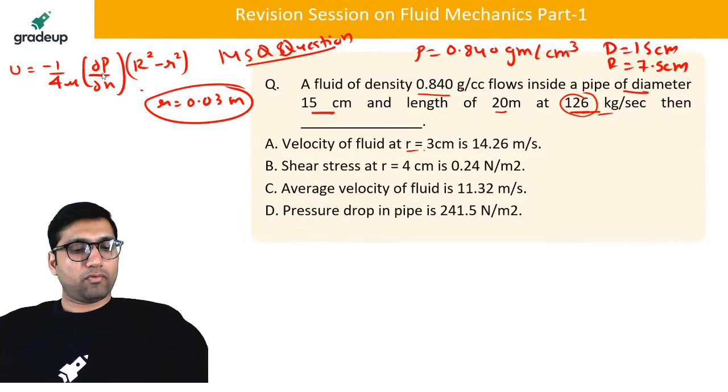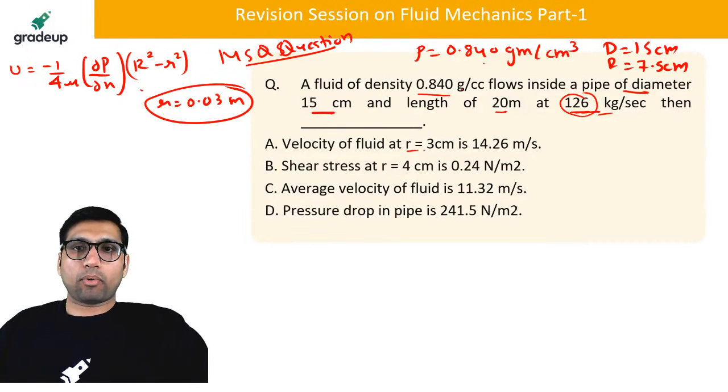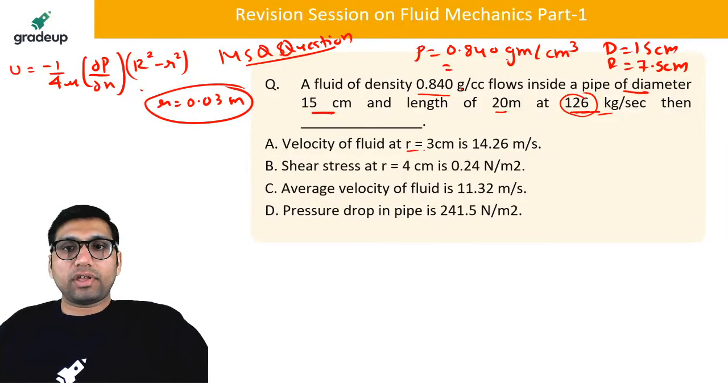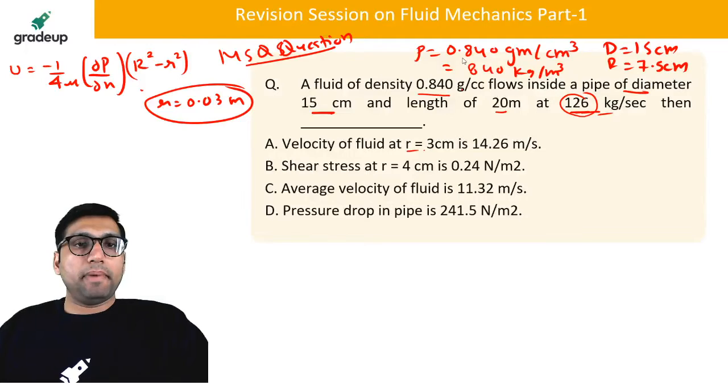What will be the density? Density is equal to 0.840 gram per centimeter cube. If we convert it, it will be equal to 840 kg per meter cube.